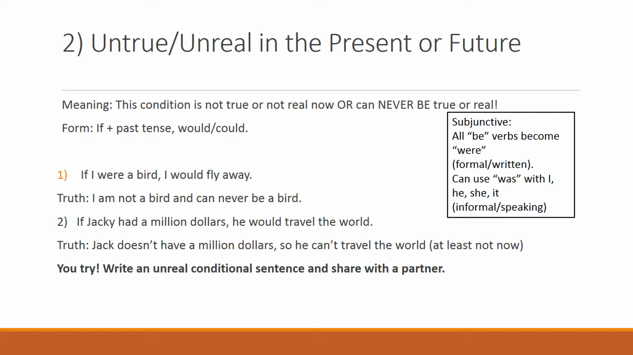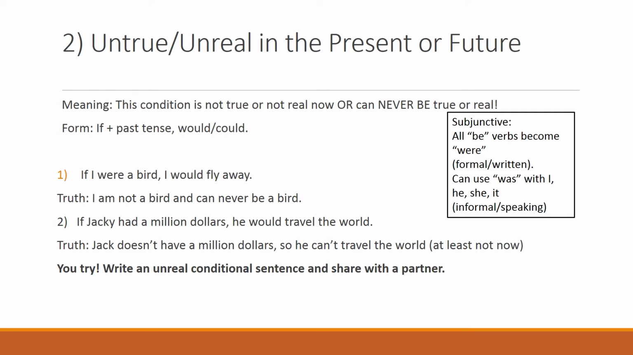The truth is I'm not a bird and can never be a bird. So I indicate that by using the past tense in the if conditional. If I were a bird, I would fly away. Now, if you look at the right side, I just want to show you that this is called the subjunctive. The be verb becomes were for all the subjects.